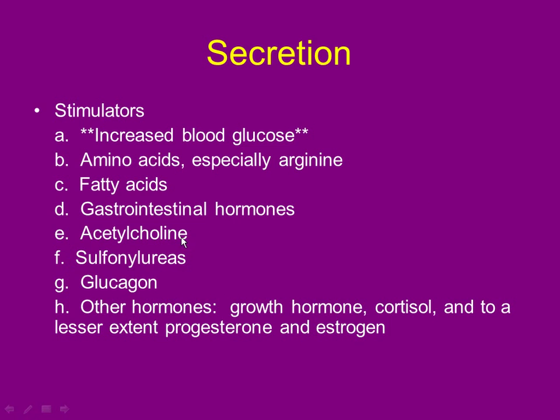This next one actually goes with letter D. Why does acetylcholine go along with gastrointestinal hormones? What's acetylcholine associated with typically? Sympathetic or parasympathetic? Parasympathetic. Why? What's it do to your GI tract? It speeds it up, right? So when the parasympathetic nervous system stimulates the pancreas, it's going to make you dump out insulin at the same time as helping you get ready to absorb food.